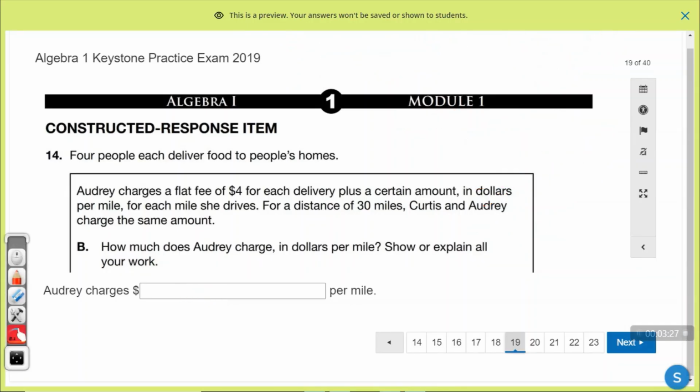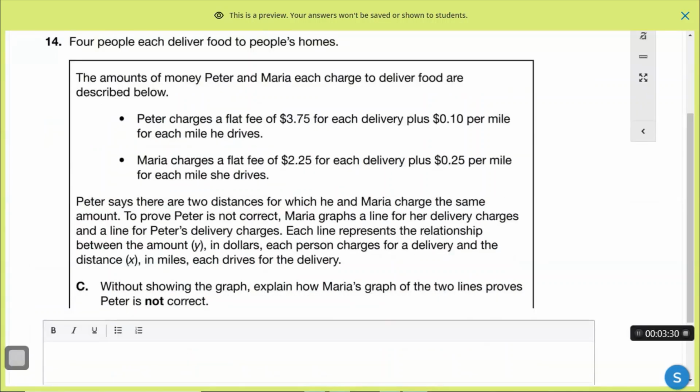All right, let's take a look at the next part, part C. The amounts of money Peter and Maria each charge to deliver food are described below. Peter charges a flat fee of $3.75 for each delivery plus 10 cents per mile for each mile he drives. Maria charges a flat fee of $2.25 for each delivery plus 25 cents per mile for each mile she drives. And before I go to the rest, I'm just going to write those equations real quick. This would be y equals 10 cents times x plus the initial fee of $3.75. And this equation would be 25 cents as our slope per x plus an initial fee of $2.25.